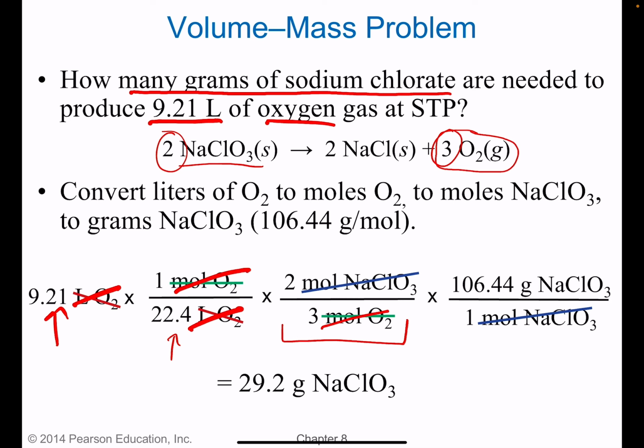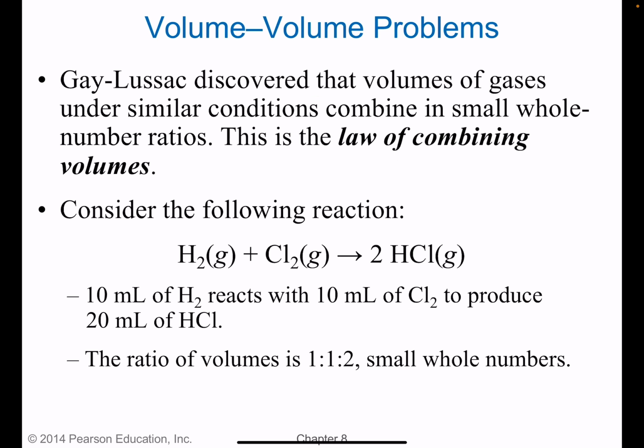and we can cancel our units. And then this last one, since the sodium chlorate was a solid, and they said how many grams, we're going to use the molar mass. And we put the 106.44, which is the molar mass of the sodium chlorate. We put that on top so that the 1 mole can go on the bottom so that moles of sodium chlorate can cancel. And we should get 29.2 grams of sodium chlorate.